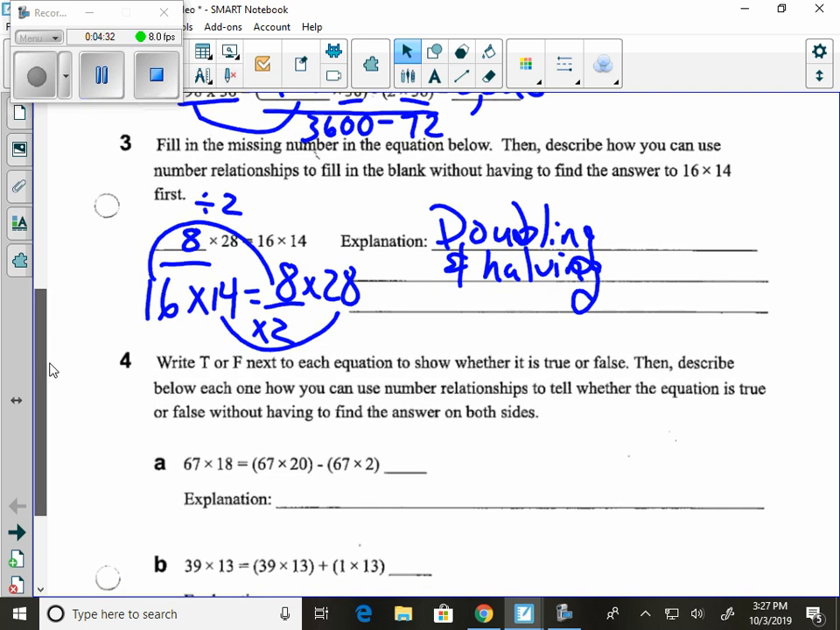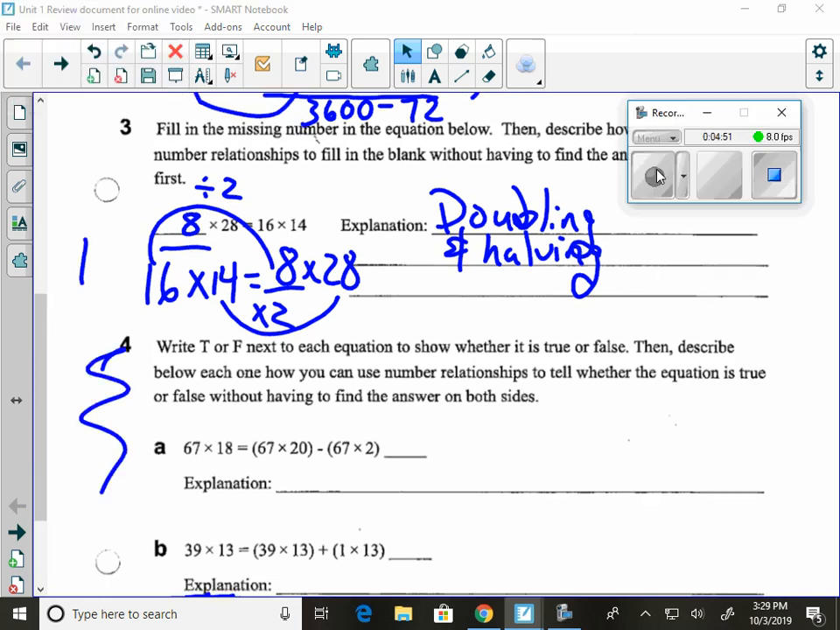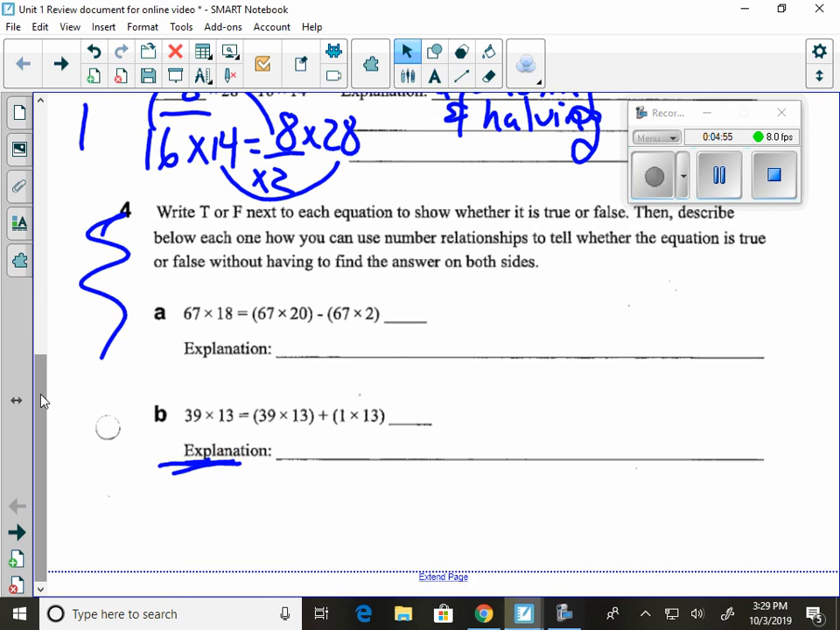Number 4, you have to decide whether the equation is true or false. Is this side... Sorry about that. I had to stop for a second because the whole writing system stopped working.